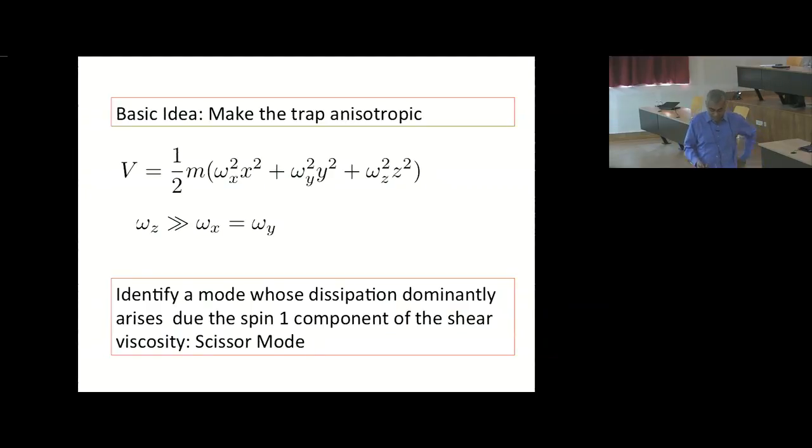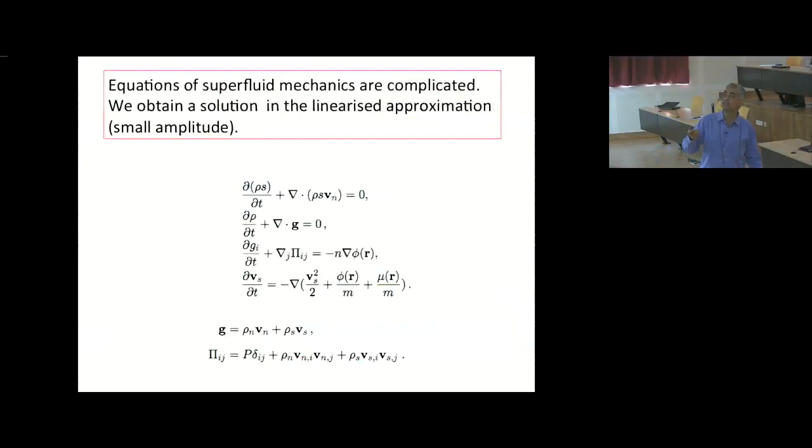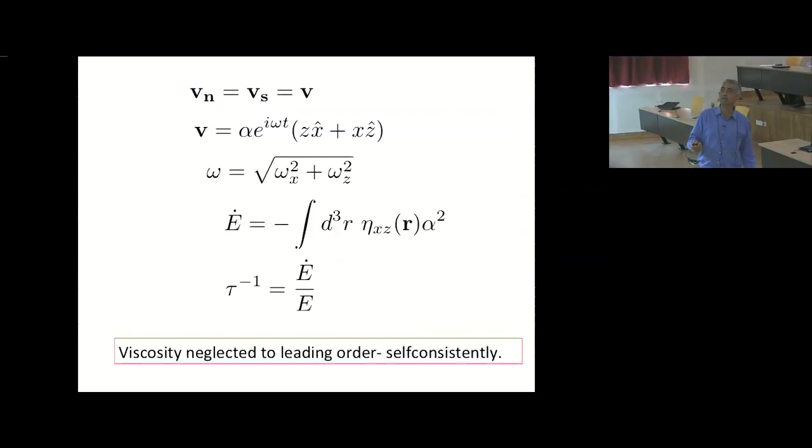The next thing is to actually excite, okay, I'm almost done, a mode whose dominant dissipation is governed by the spin 1 kind of component. And in fact, we could solve the coupled equations of superfluid dynamics. It's quite complicated, but in the linear approximation where the amplitude is small, we identified exactly such a mode.